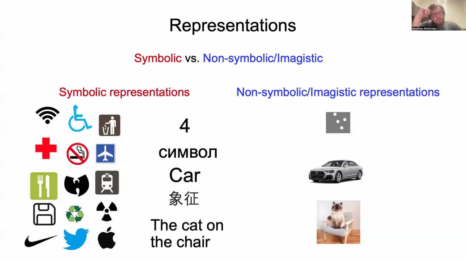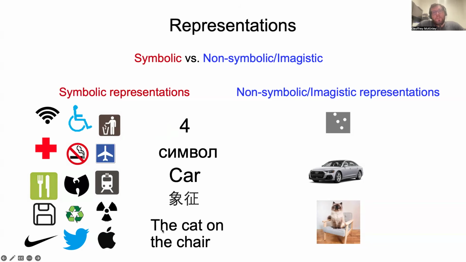Some of these symbols bear hardly any resemblance or relationship to the things that they're representing. Like the number four, how does that mean four? It doesn't really. What is this? I don't know what this Russian word, I think it's Russian, means, and it's not obvious what it would be. Car, if you didn't know English, you wouldn't know that it meant that. And it's arbitrary that it means car, because in other languages it's a totally different symbol.